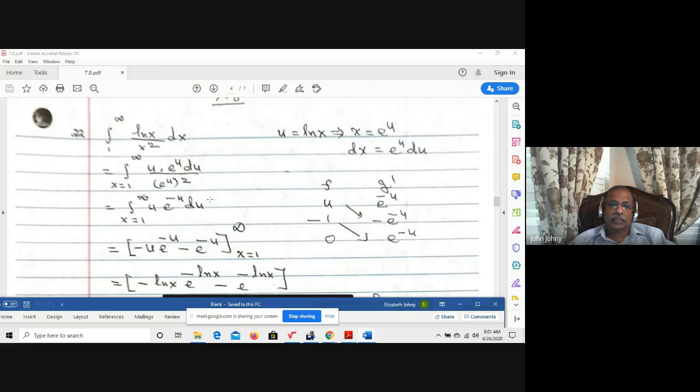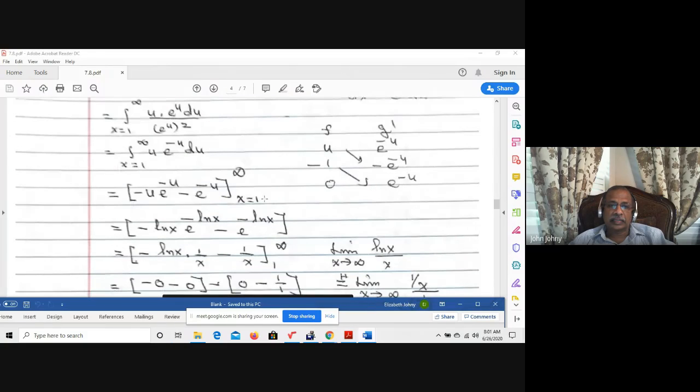Now you replace u. Negative u, that's natural log of x, e to the negative natural log of x minus e to the negative natural log of x, and that is negative natural log of x times 1 over x. This is e to the natural log of x to the negative 1. That is x to the negative 1, which is 1 over x. Negative natural log of x times 1 over x minus 1 over x.